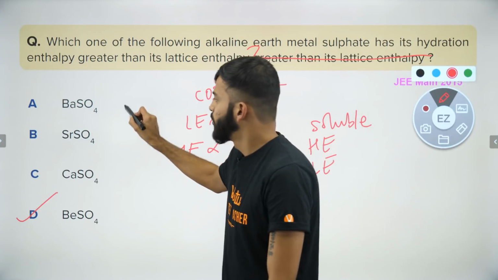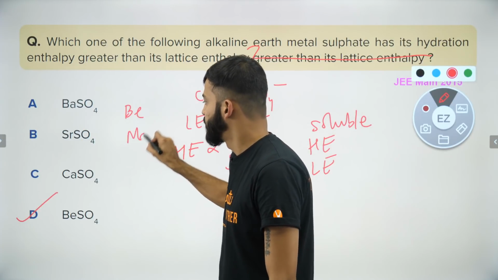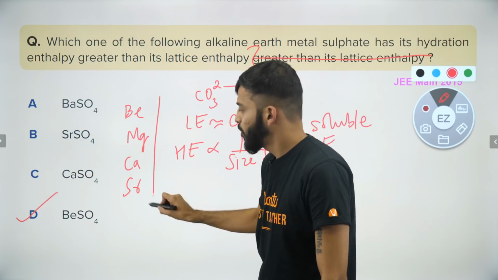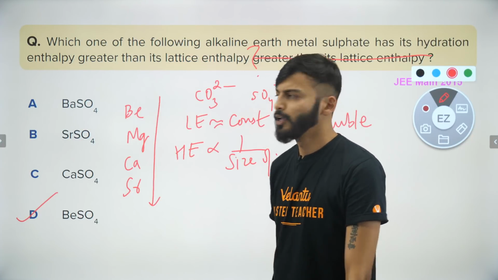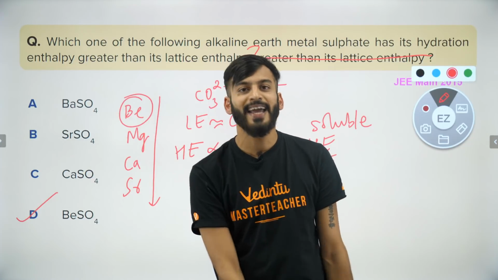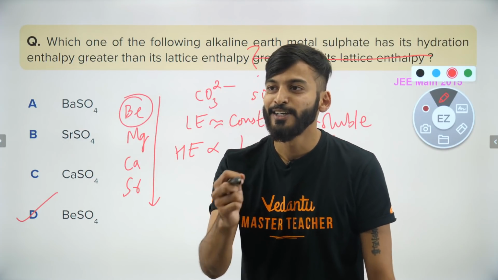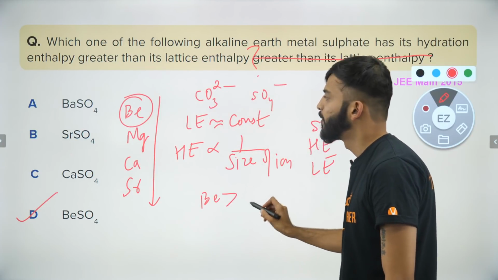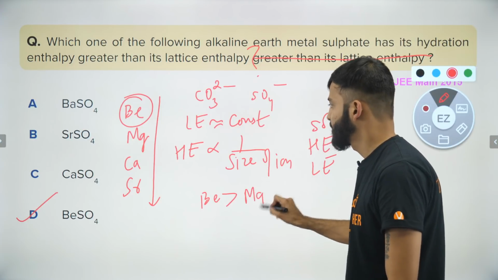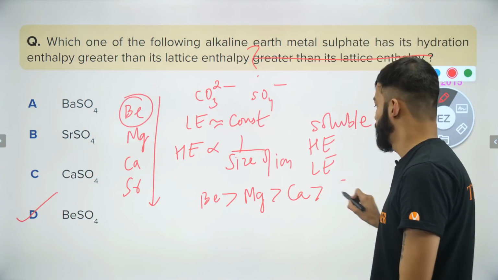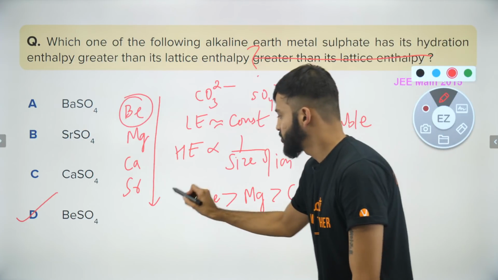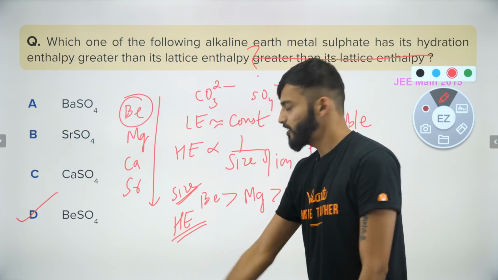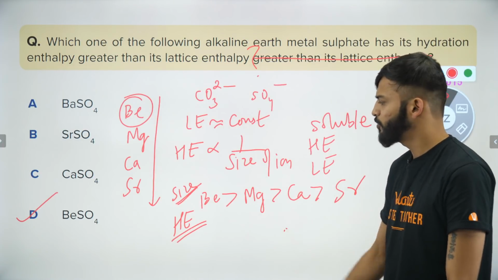If I talk about Be Mg Ca Sr Ba, this is a very simple trick to remember. As you move from top to bottom, size is going to increase. Beryllium will have the smallest size, so it will have the highest hydration energy. This is also the order for hydration energy. Highest hydration energy will come for Be plus 2.